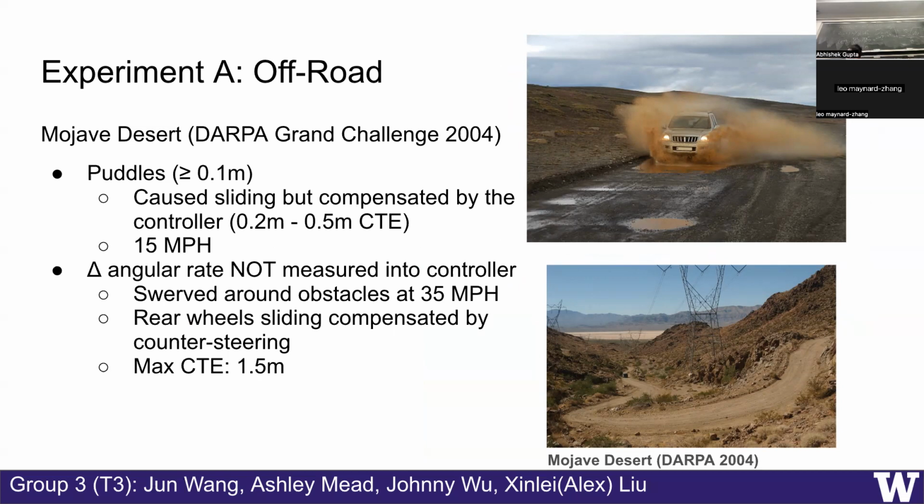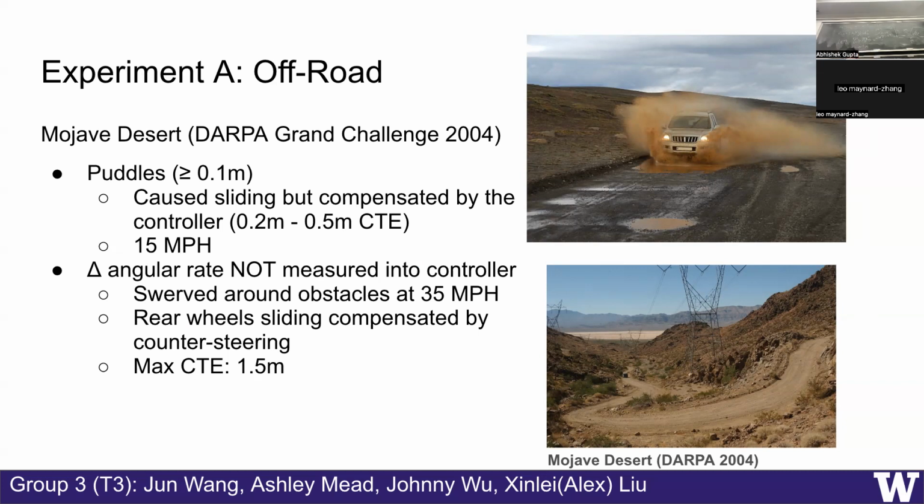Next up is the DARPA Grand Challenge 2004 map. They tested it on a rainy day, so there are a lot of puddles that are 0.1 meters in depth. Because of this, the puddles will cause sliding. This model is able to compensate for sliding via the controller with only 0.2 to 0.5 meters of cross-track error, and they're able to do that at 15 miles per hour.